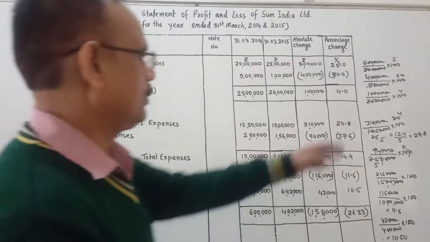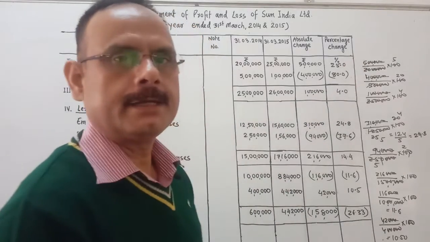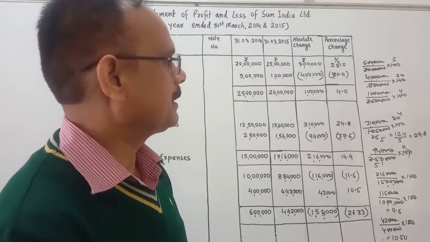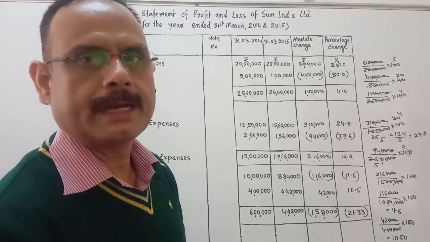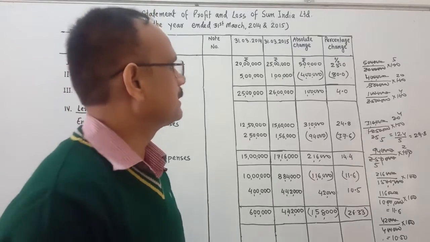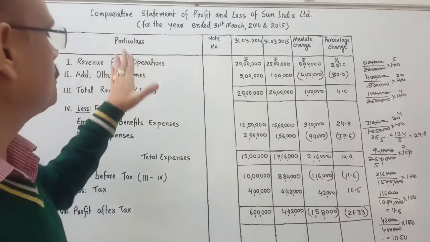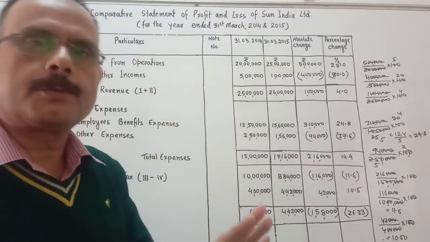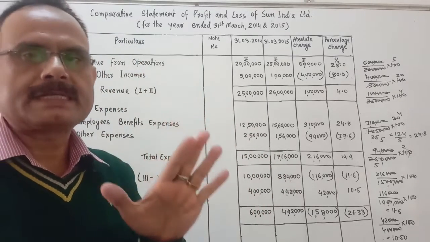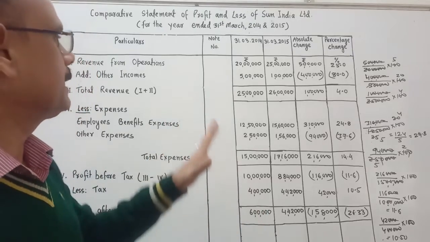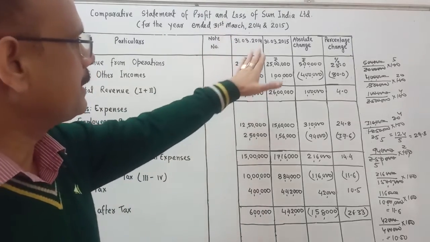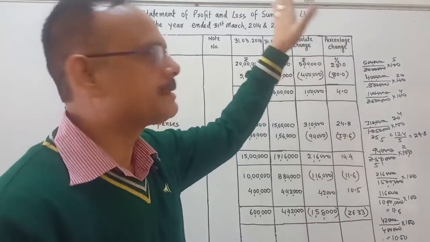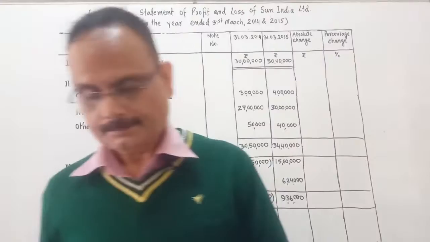So this is the working note. I have done the working note on the side. You see how the figures and percentages are calculated. Is it clear? So in the particulars, you write as per Schedule 3 Part 2 of the Companies Act 2013 in the statement of P&L: previous year, current year, absolute change and change in percentage.